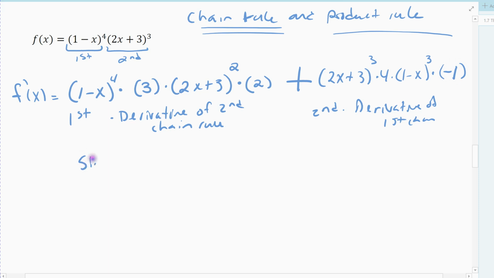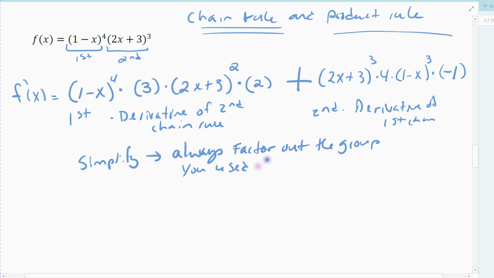And when I simplify, you can always factor out the group you used the chain rule on, because there should always be at least one of them that shows up in each part. All right, so you've got 2 terms separated by a plus. You've got this first term separated by a plus and this second term. All right, that's it. Those 2 terms.